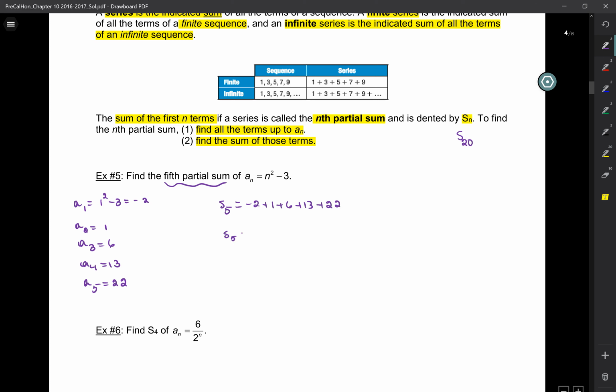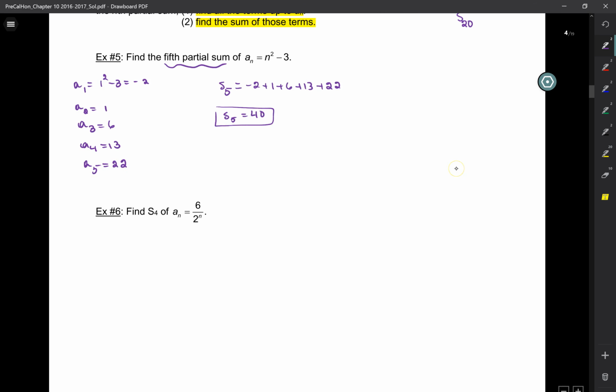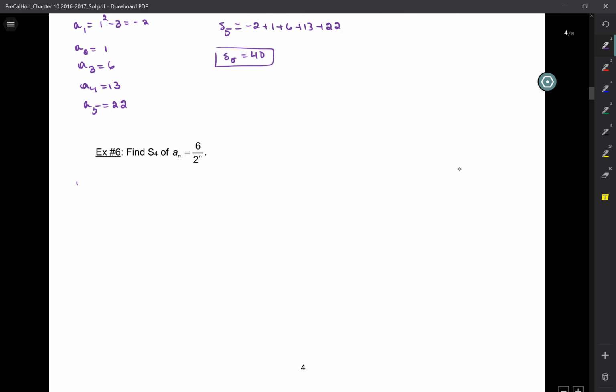Turns out, that's a cute little 40. Okay? This is the same situation here. So A1 is 3, and I only want S4 here. A3 is 3 over 4. A4 is 3 over 8. All right, what do you notice about this?